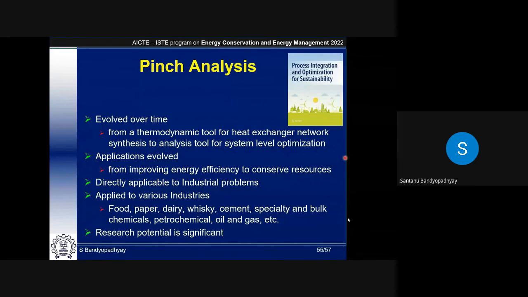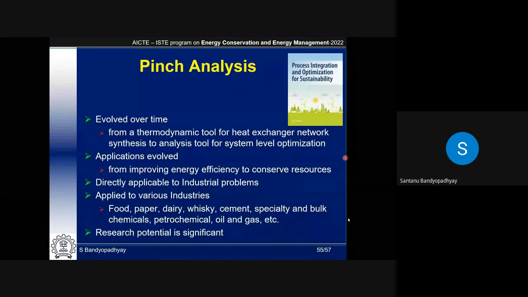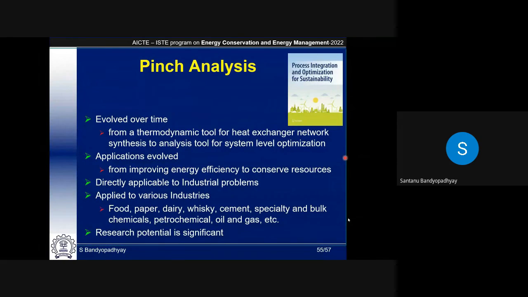It is applied to various industries. You just name them: food, paper, dairy, whiskey, cement, specialty chemicals, bulk chemicals, petrochemicals, oil and gas. In fact, in the refinery sector now, when certain process plants come up with a requirement and advertise, they say basically that you have to perform the pinch analysis. Research potential is also significant.